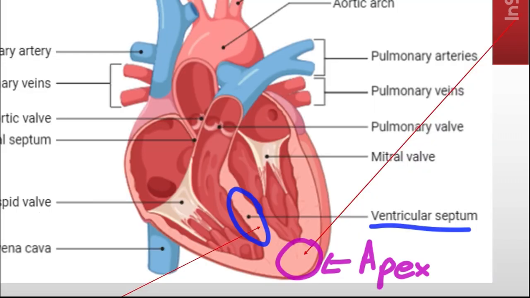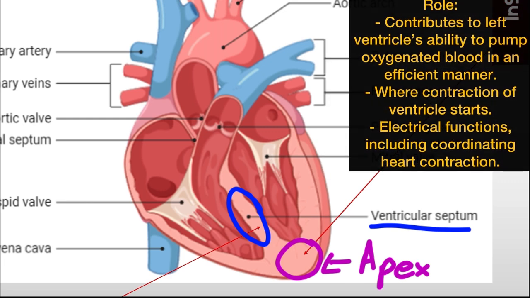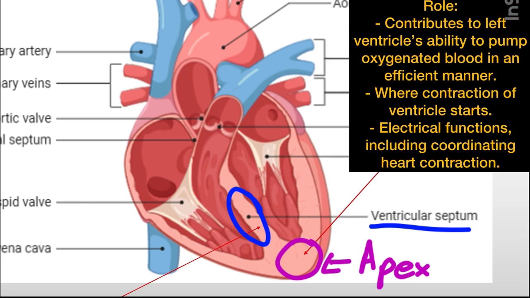We've got the apex of the heart, which is the bottom tip of the heart, and we also have the septum in here. The apex is where the contraction of the ventricle starts. This moves upwards and then pushes the blood out. It basically has the electrical functions like coordinating contractions, things like that. It basically helps the heart pump blood.